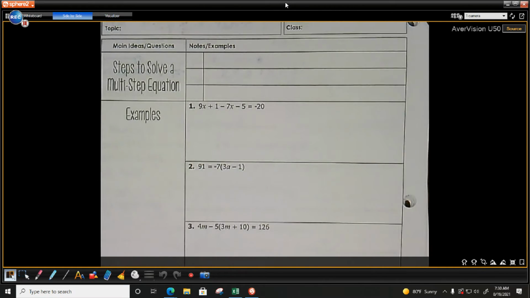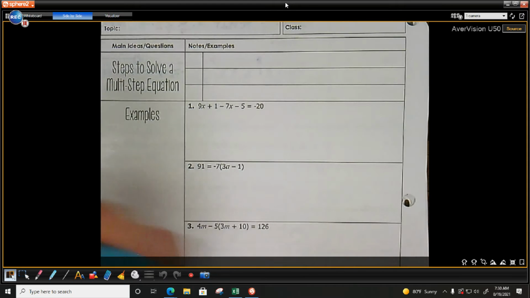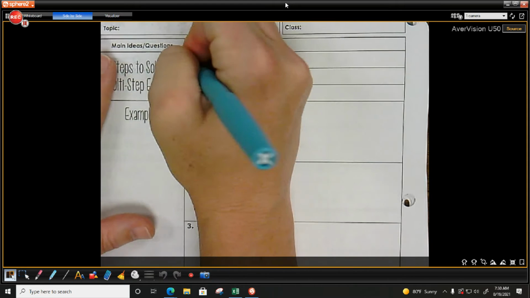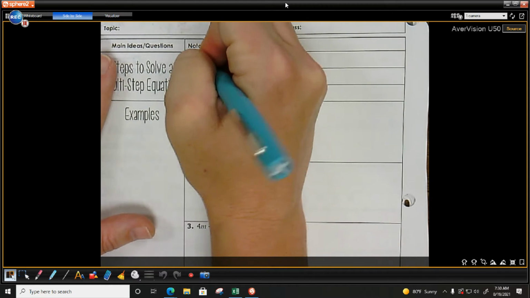Okay, so we are going to write our steps to solve multi-step equations. So, today, like I said, we're going to have more steps, more than just 2 steps. Your first step is going to be to distribute.